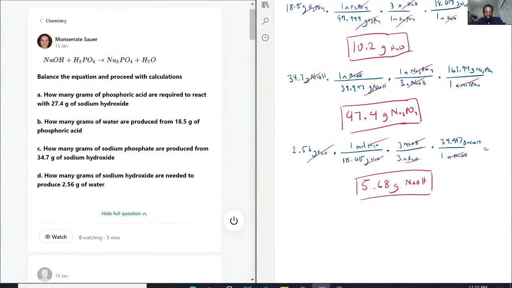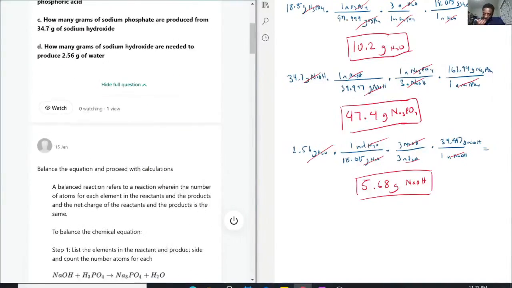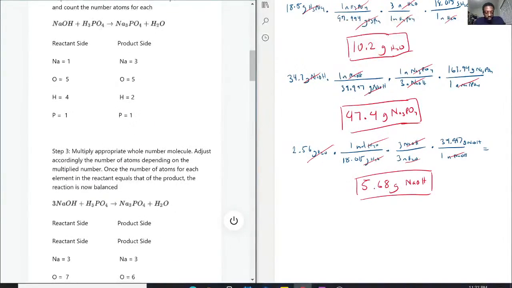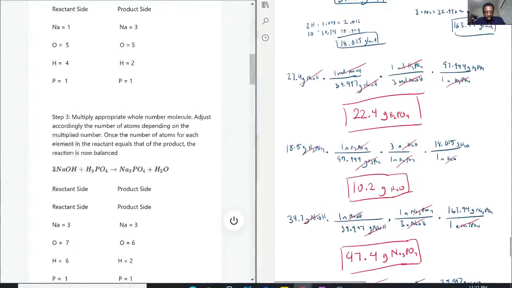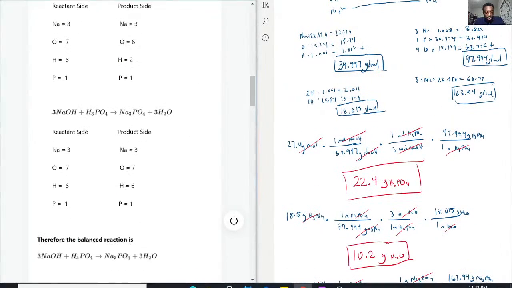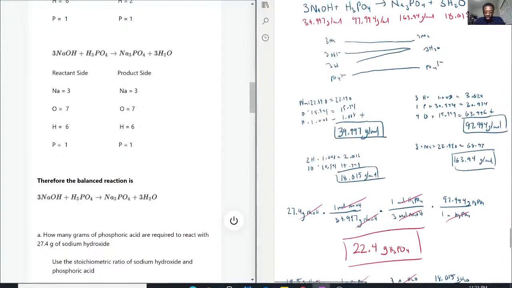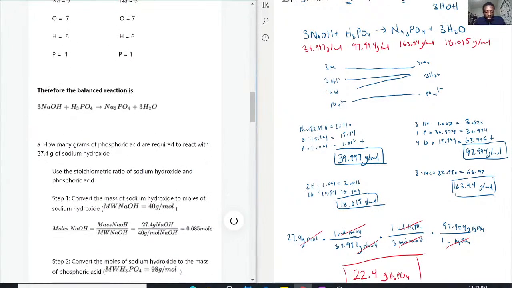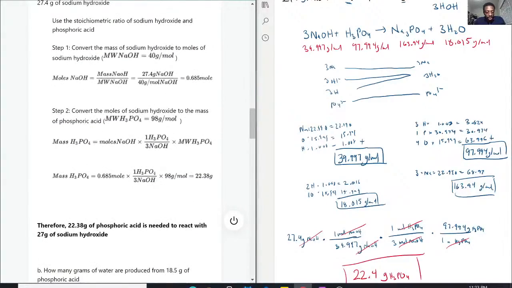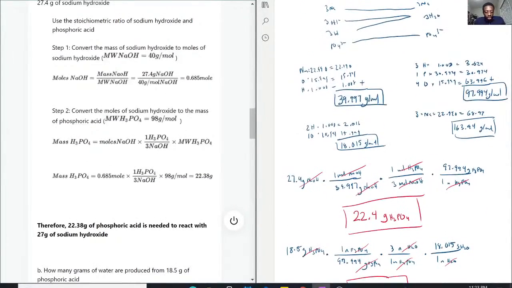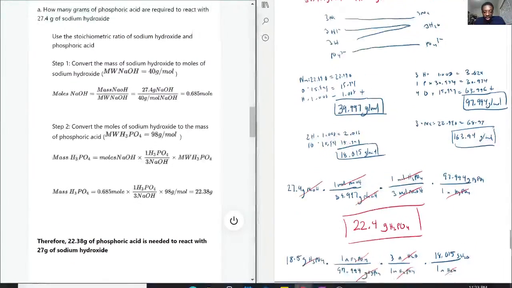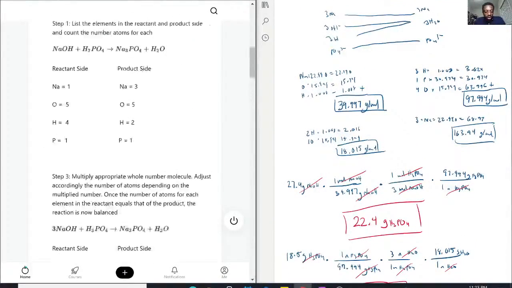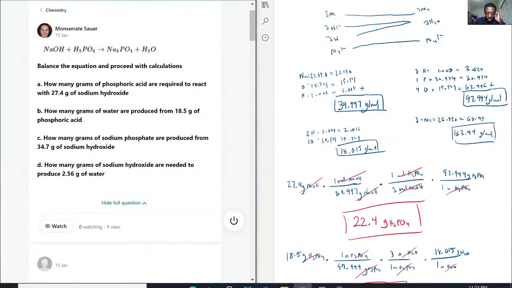Let's see how we did based on our colleague. So we balanced the equation. Hopefully we did it correctly. There we go. The balanced reaction is 3, 1, 1, 3, which is perfect. That's what we got. Okay. And now they're doing a lot of conversion here. So therefore, 22.38. Nice. Which is what we got. Well, we rounded a little bit earlier. Just want to double check. Yep, 27.4. So I just kept things here to 3 significant digits, because that's what they were using.